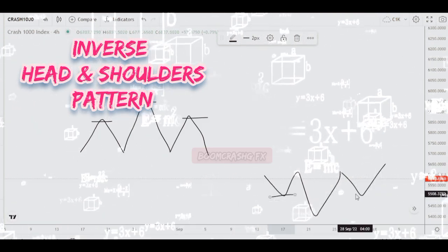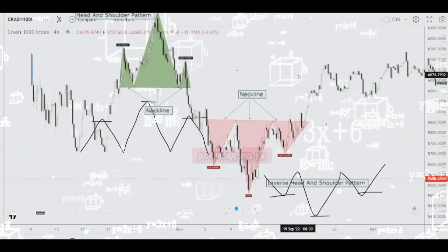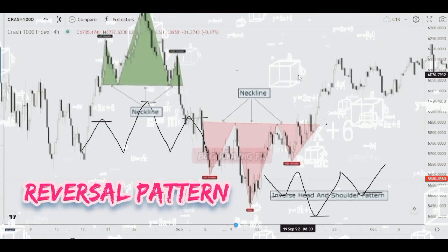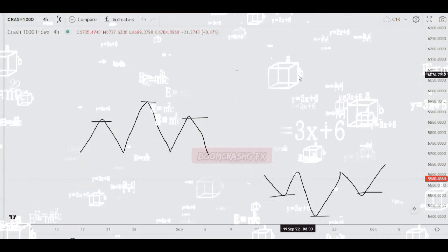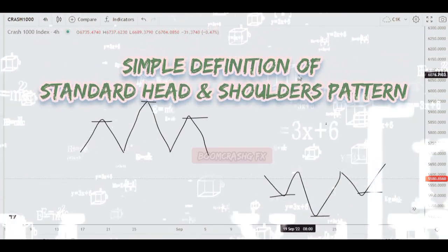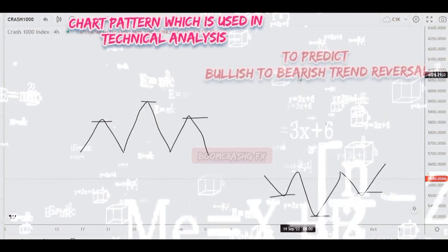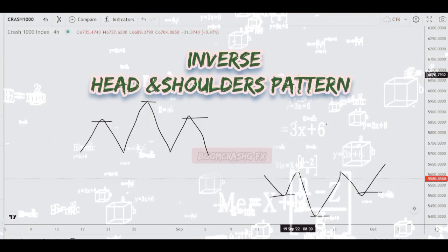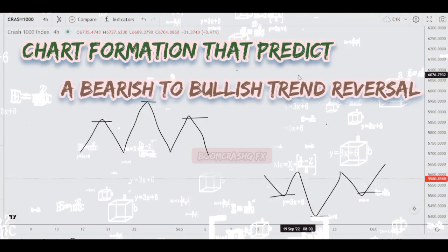We have the left shoulder and we have the head. One thing we should know, guys, is that this chart pattern is a reversal pattern, a reversal formation telling us that a particular trend is coming to an end and a new trend is coming into place. In a simple definition, the standard head and shoulder pattern is a chart pattern used in technical analysis to predict a bullish to bearish trend reversal. And the inverse head and shoulder is a specific chart formation that predicts a bearish to bullish trend reversal.